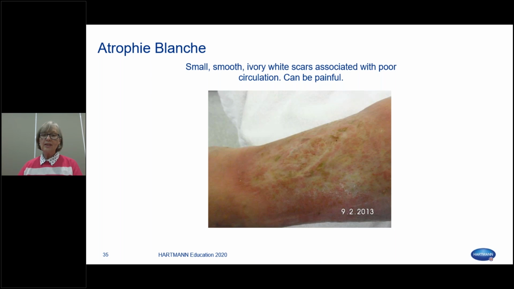Some of the clinical signs of venous hypertension: atrophie blanche, which is a white scarring that appears around the ulcer, which can be really painful. And it's just scarring as a result of the damage caused by this fluid sitting in the tissues.